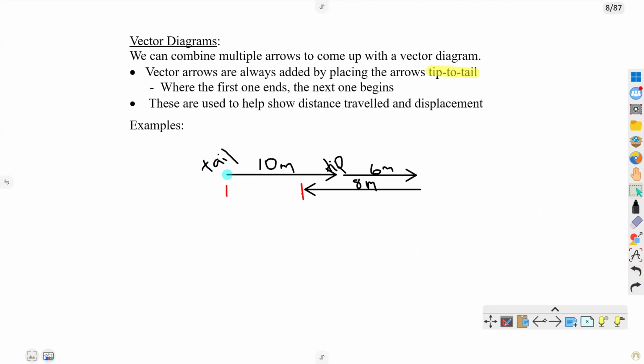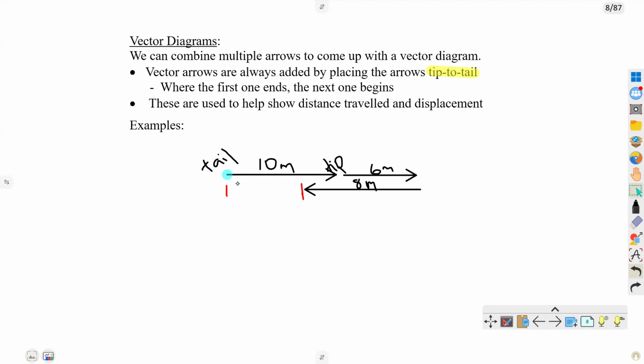Okay, now, one of the nice things about doing vector arrows is that we can actually use them to help us solve some of the questions that we're going to be dealing with. So we can combine multiple arrows to come up with a full vector diagram. Now, here's what we need to do. First of all, make sure that the vector arrows are always added by placing the arrows tip to tail. So the tip of the first arrow should be right next to the tail of the next arrow.